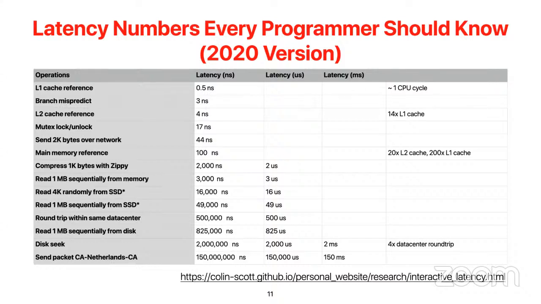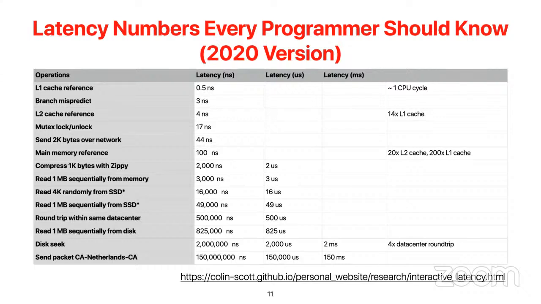So the L1 cache latency is about a CPU cycle. Branch mispredict is about 3 nanoseconds. L2 cache reference is about 4 nanoseconds. If you don't understand the first 3 lines, what we are talking about here, you definitely should take CS203 at some point. And I'm probably going to teach it again next fall if you can wait.